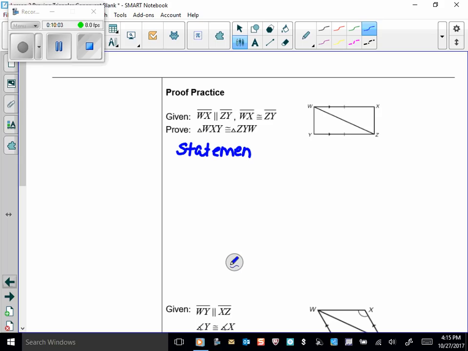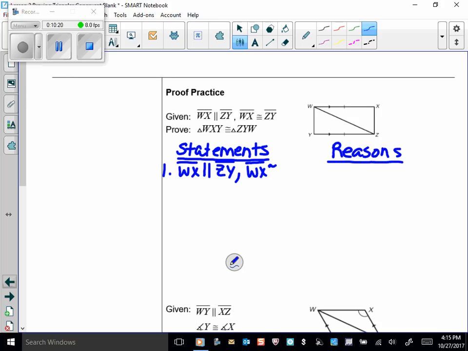Statements. Reasons. I'm going to write my given first. WX parallel to ZY. WX is congruent to ZY. And my drawing's already marked, so that's nice. If it wasn't marked, I would certainly mark it myself right now. Okay, that's all I know, but of course, knowing that those 2 sides are parallel tells me a lot. So I'm going to highlight them. They're parallel.